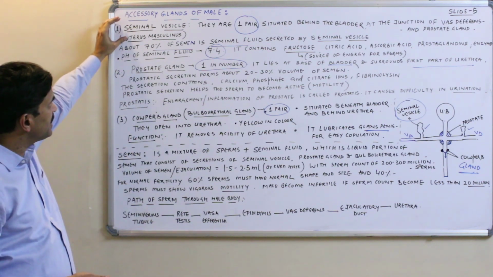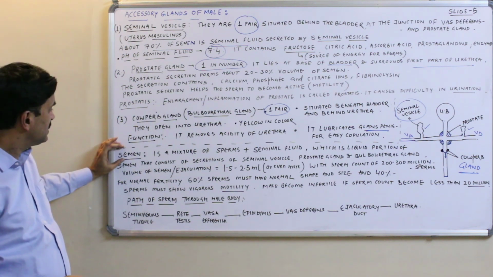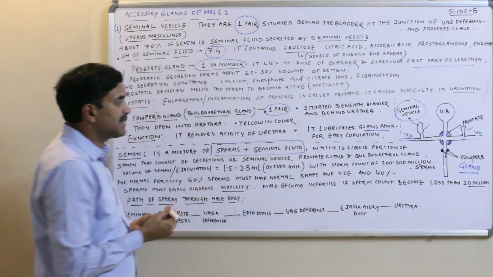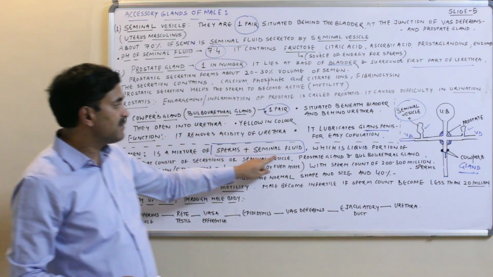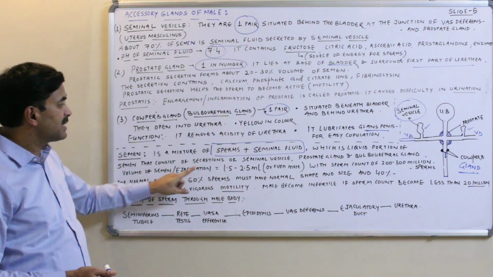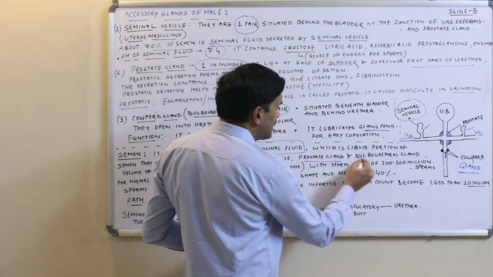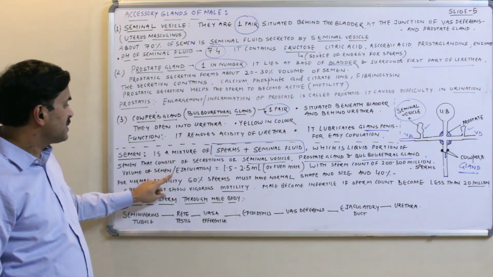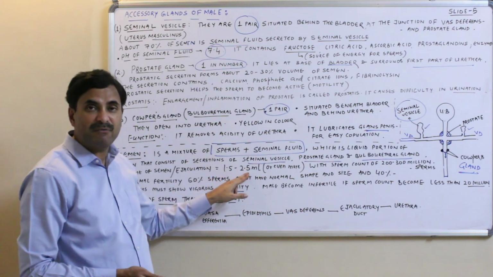At last we have completed the accessory glands of the male, but what is semen? Semen is a mixture of sperm plus seminal fluid. This seminal fluid is the liquid portion of the semen that consists of the secretions of the seminal vesicle, the prostate gland, the bulbourethral gland, etc. The volume of the semen per ejaculation is 1.5 ml to 2.5 ml.